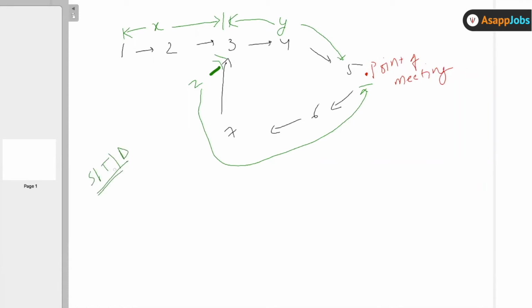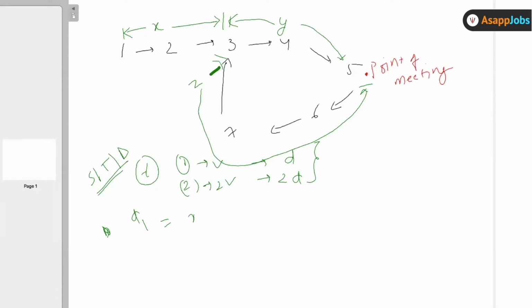You should already know it. If in the same time t, one is traveling at speed v and the other at speed 2v, if this one covers a distance d, the other will cover a distance 2d. Am I right? Yes. So suppose the distance covered by the first one is d1. Since 5 is the meeting point, the distance traveled by the slower pointer is x plus y.